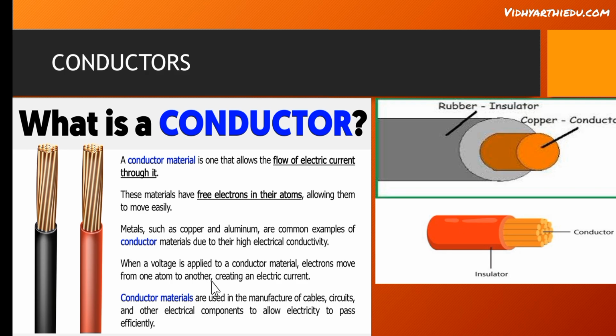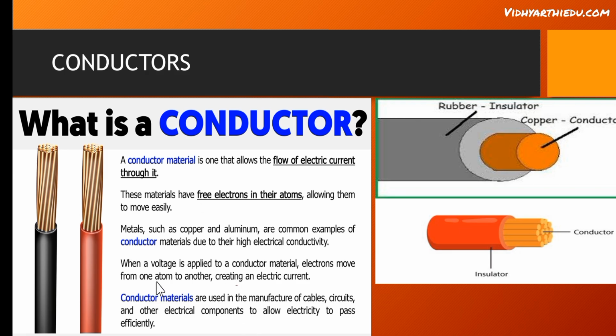When a voltage is applied to a conductor, electrons move from one atom to another, creating an electric current. Conductor materials are used in the manufacturing of electric cables, circuits, and other electronic components to allow the electric current to pass through.